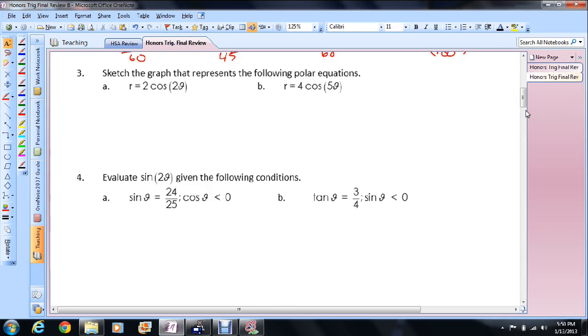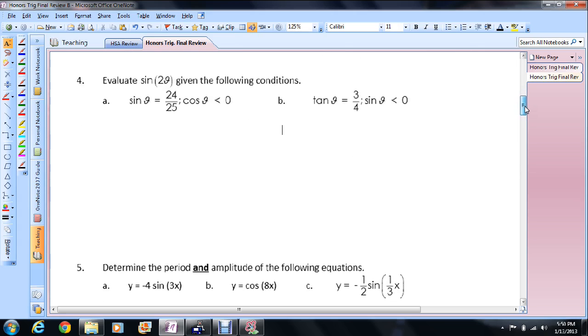Alright, so let's move on to number 4. Number 4 says evaluate sine of 2 theta given the following conditions. Remember that there is a special formula for sine of 2 theta. Hint, hint, this might be something that's on your final, so it's definitely something to put on your cheat sheet. We have sine of 2 theta equals 2 times the sine of regular theta, so without a number inside the parentheses, times the cosine of theta. Okay, so we're going to use that again.